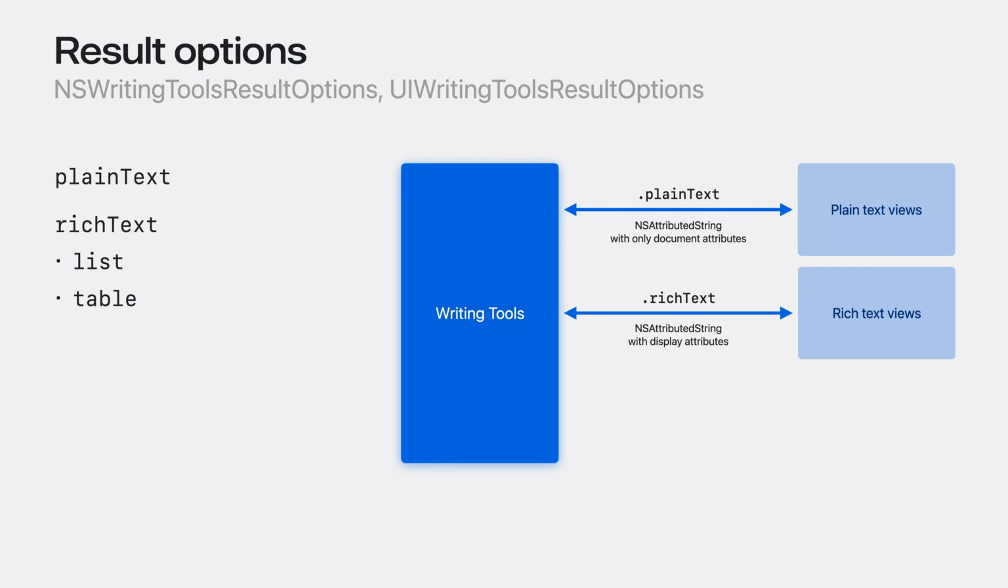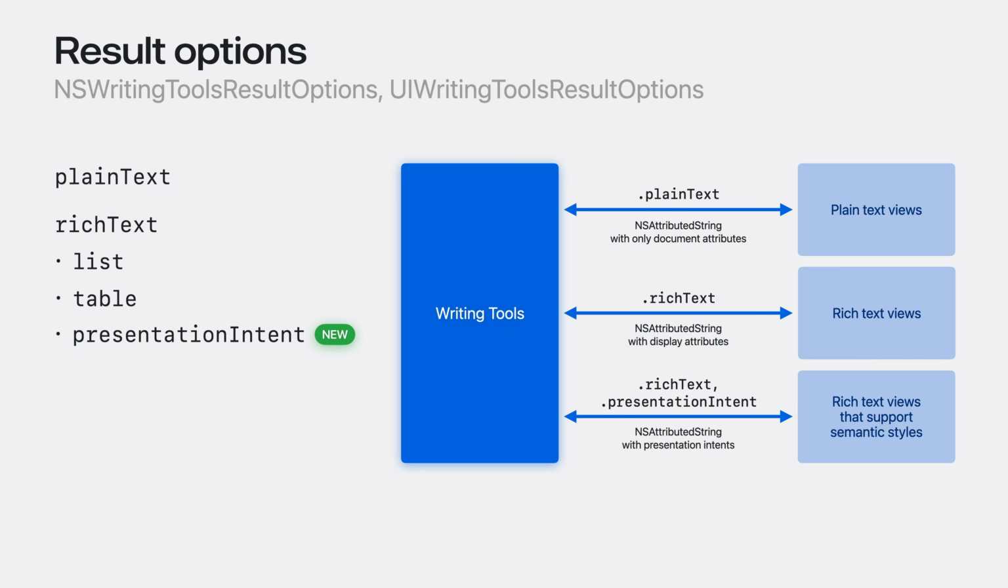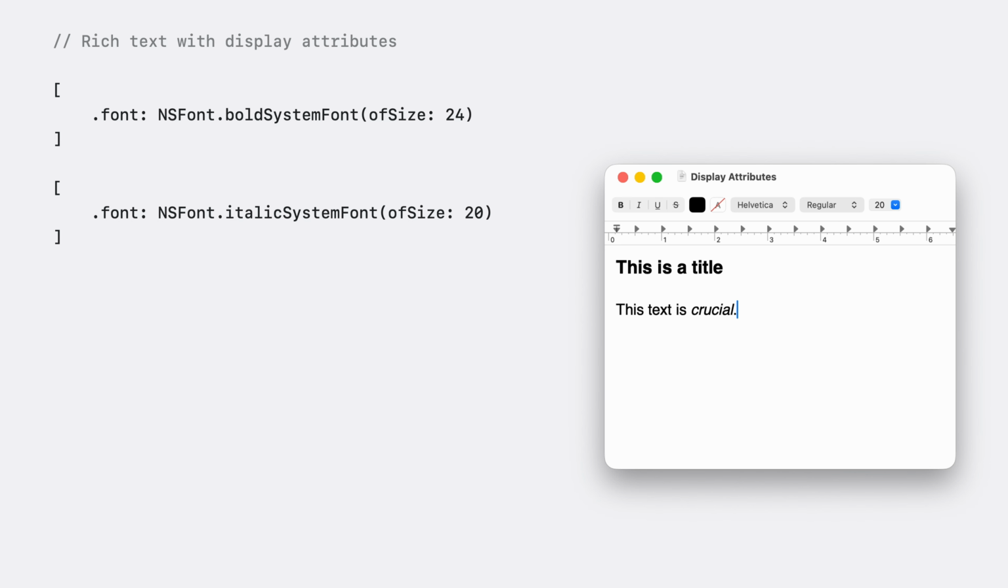Writing tools may add display attributes like bold or italic to the attribute string. Apps that have specialized understanding of semantic formats, like Notes, can use the rich text option with the new presentation intent option. Writing tools will use NSAttributedString with presentation intents to communicate with your text view.